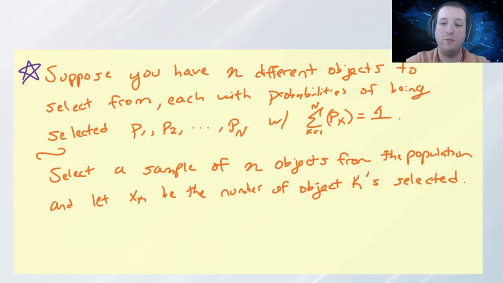All right, so suppose you have n different objects to select from, each with probabilities of being selected p1, p2, down to p capital N, where the sum of those probabilities is equal to 1. So before proceeding with this explanation, you can begin by thinking of this as a bag of marbles, each of which have a variety of different colors in them.